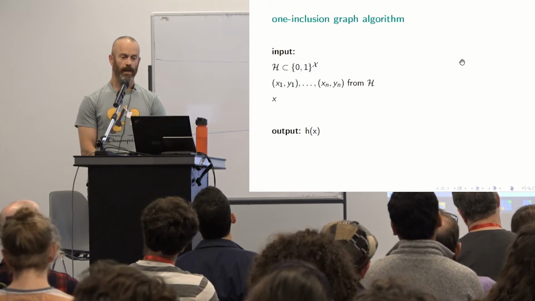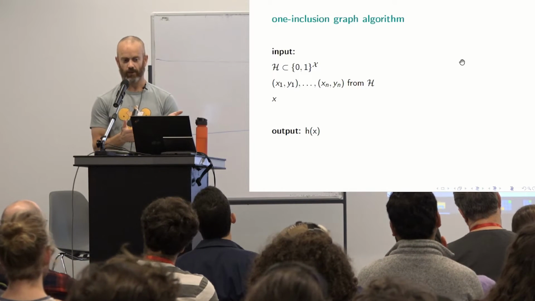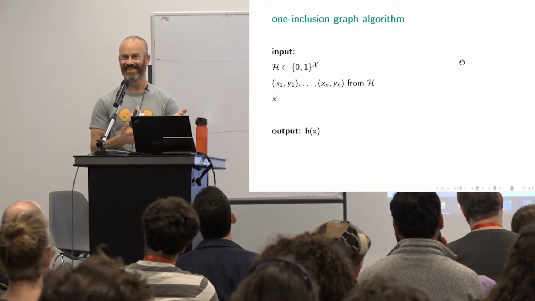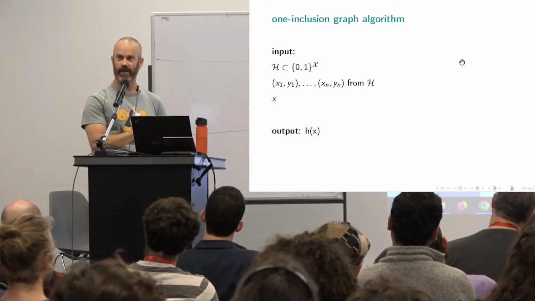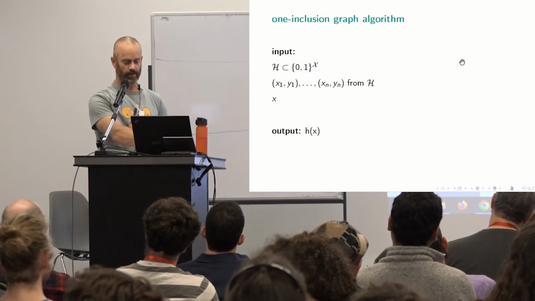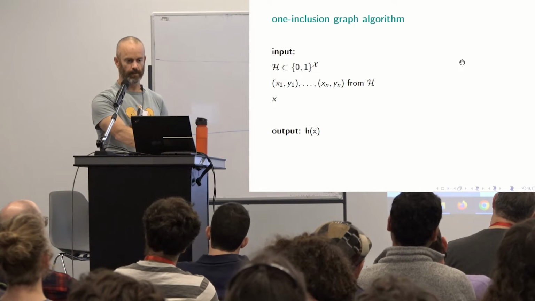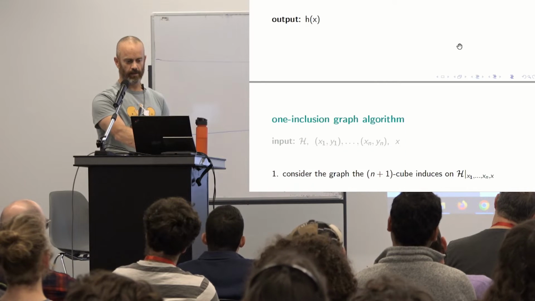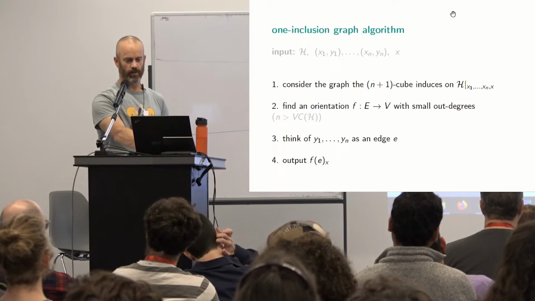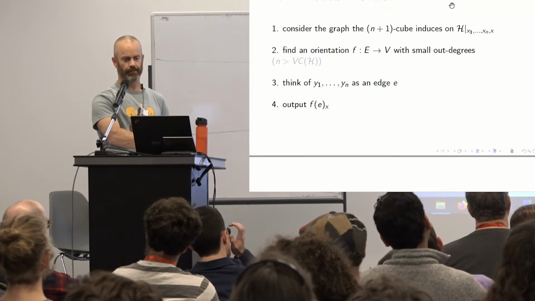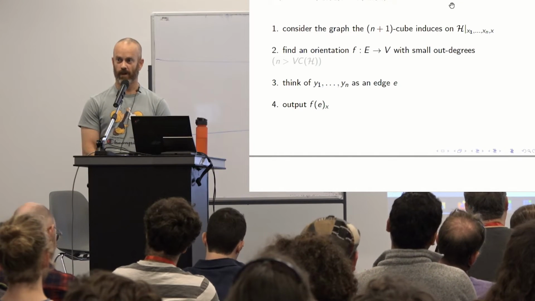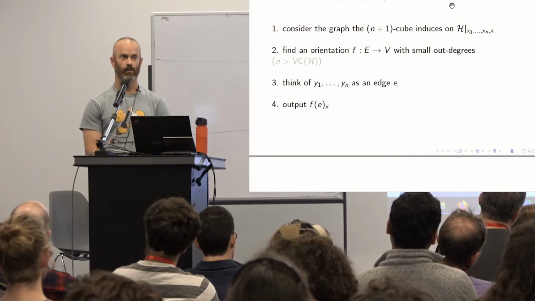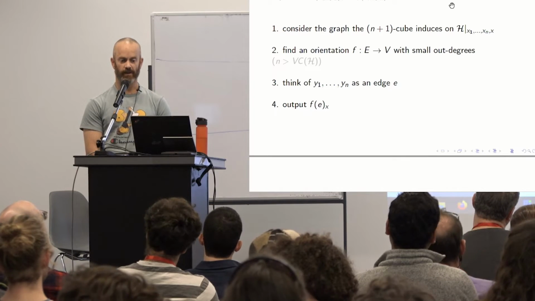Okay. And how do you do that? It's too abstract, but they found a very, very clever and very simple way to do this. So here is the one-inclusion graph. It has 4 steps. First, you define a graph. What is the graph?